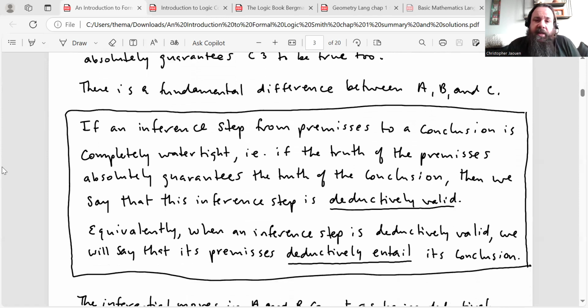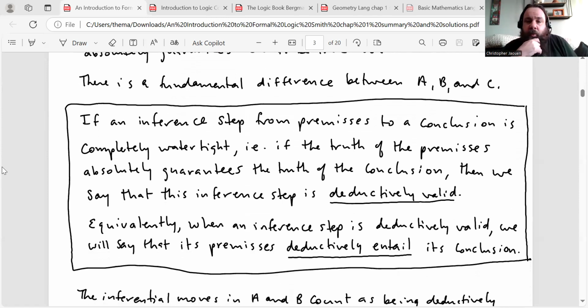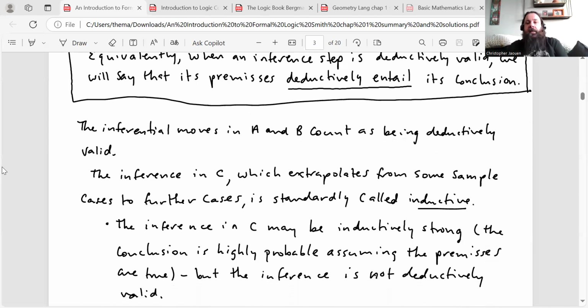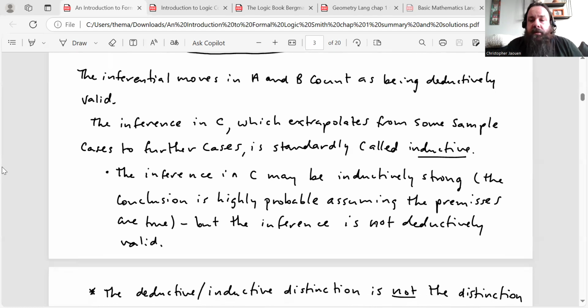If an inference step from premises to a conclusion is completely watertight, for example, if the truth of the premises absolutely guarantees the truth of the conclusion, then we say that this inference step is deductively valid. Equivalently, when an inference step is deductively valid, we will say that its premises deductively entail its conclusion. The inferential moves in A and B count as being deductively valid. The inference in C, which extrapolates from some sample cases to further cases, is standardly called inductive. The inference in C may be inductively strong, for example, the conclusion is highly probable, assuming the premises are true, but the inference is not deductively valid.